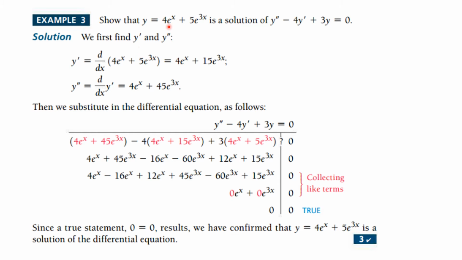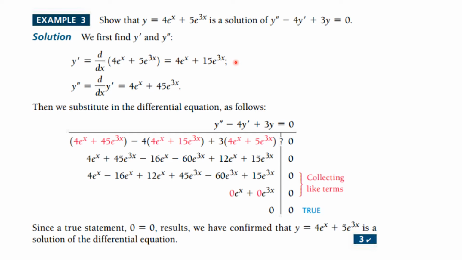First we have to calculate y prime and y double prime. So y prime is going to be 4e to the x plus, and when we take the derivative of this, the 5 just sits there, and this is going to be e to the 3x times 3 by the chain rule. And so 3 times 5 is 15. So when we take the first derivative, we get this as our derivative. Make sure you're following these calculations. It's good review for the final exam.